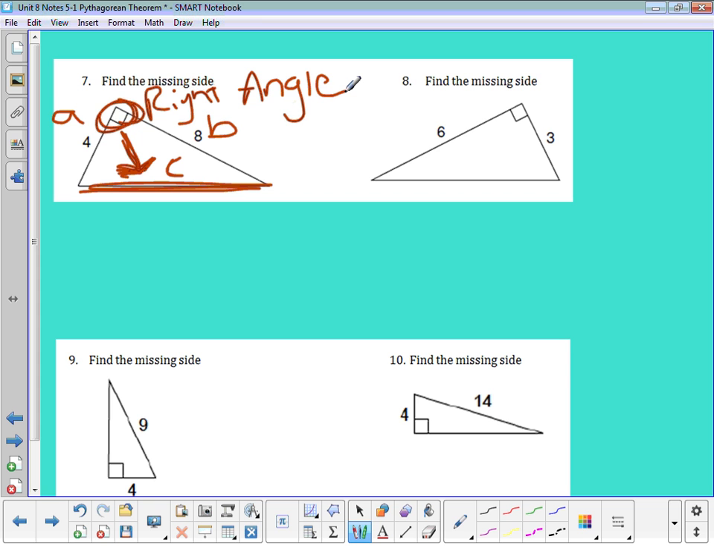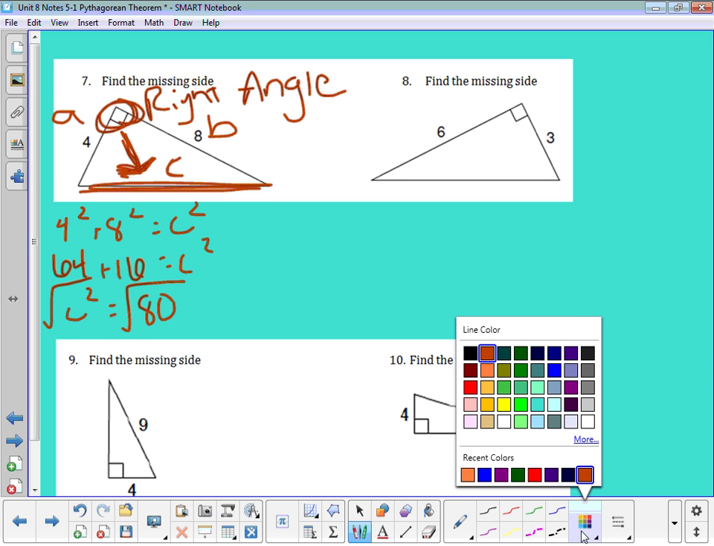So now we're going to go and simplify this out. So we have 4 squared plus 8 squared is equal to C squared. So then we end up getting 16 plus 64 is equal to C squared. So then c squared is equal to 80. So now we're going to go ahead and take the square root of that, because remember, that's how we undo a square. So again, even though it doesn't say it on here, I do want a simplified radical and a decimal.